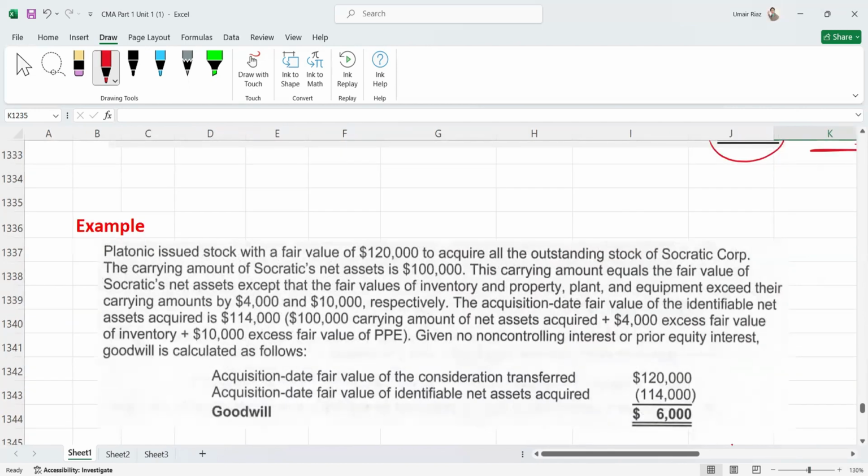So they're saying P issued stock with the fair value of 120,000 to acquire all of the outstanding stock of S. Actually, here P is not giving cash. P is giving his stocks to acquire the stock of S. Here P is the parent company and S is the subsidiary company, right? P acquired all stock, which means there is no NCI, because all means you bought 100%. So there is no NCI. We paid for 100%. How much? 120,000. So let's start the goodwill working also.